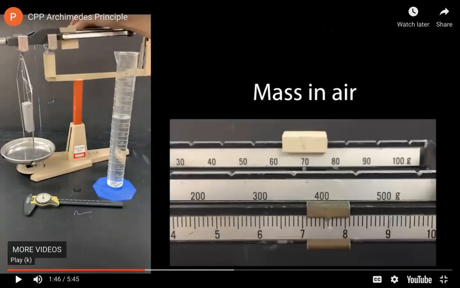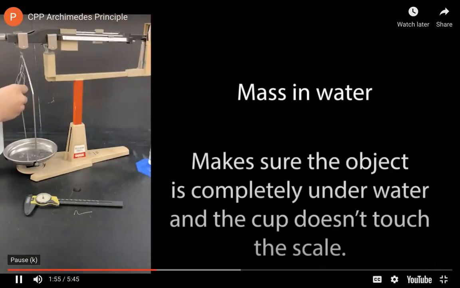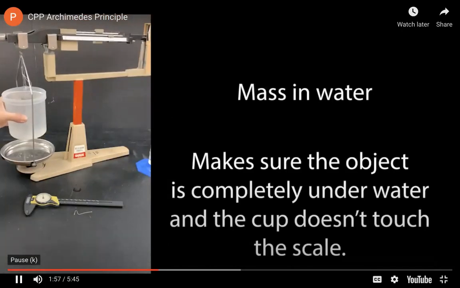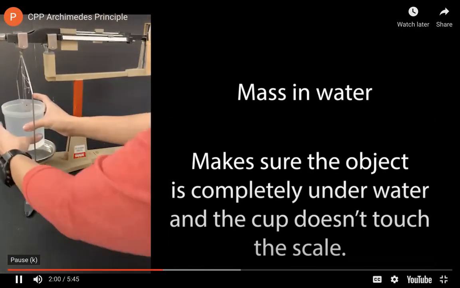So that's the mass of the aluminum block in air. And that's the mass in water. Of course, when you immerse it in the water, you cannot let the water cup sit on your scale, right? You have to support it. Just the object itself is on the scale.